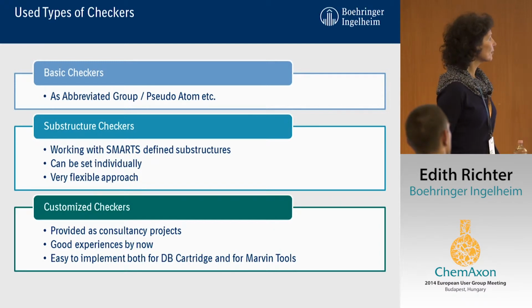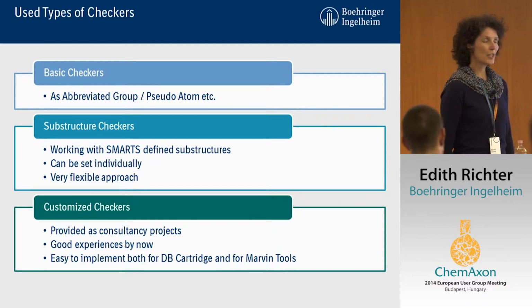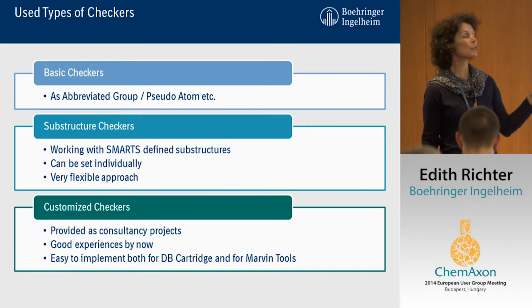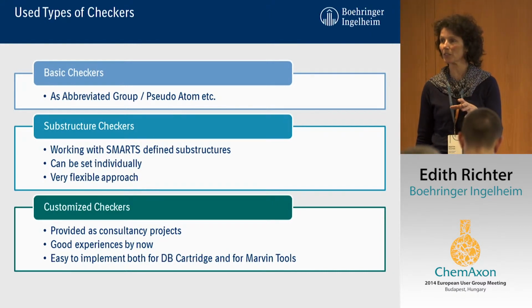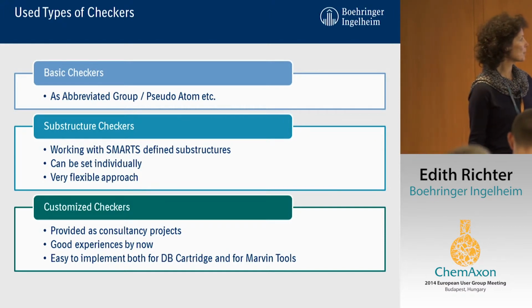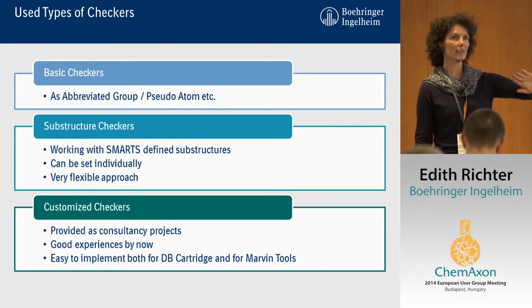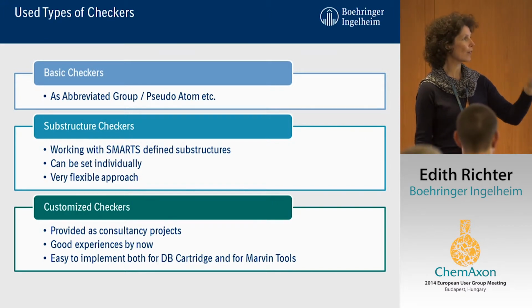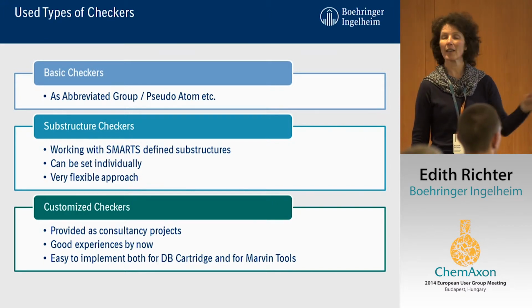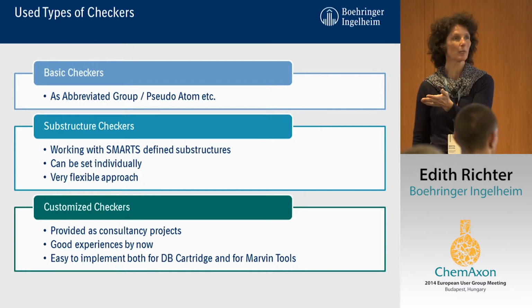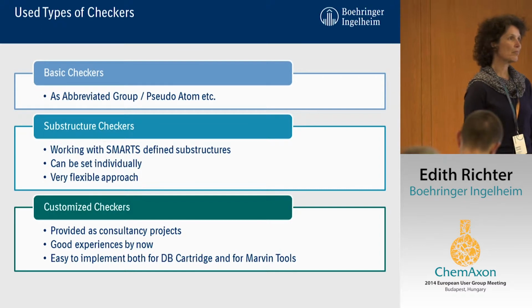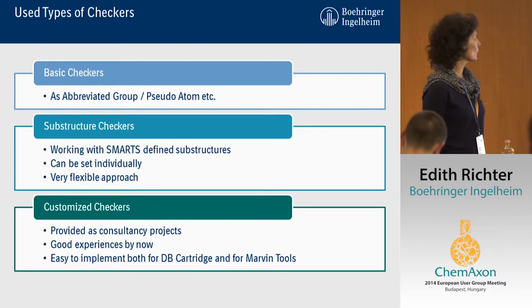Then there is a very flexible way to check the structures with substructure checks. That means you just have to define the substructure by SMARTS, and then you can add it to the checker. You can name the checker, and you can provide this for the client, and easily in the database tables as well. You just can call it, and it's done. That's a very flexible approach.